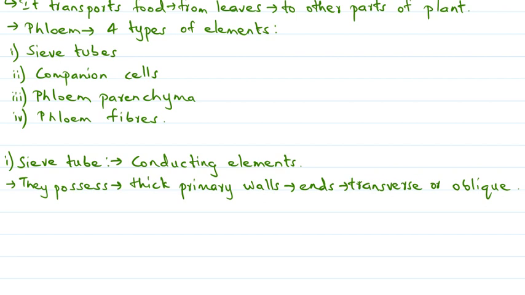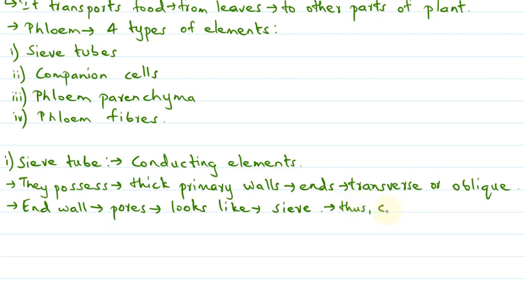The ends of the primary walls can be transverse or oblique, and the end wall has a number of pores that look like a sieve, and hence the name. It is called the sieve plate. The sieve cells are arranged one above the other and they form vertical sieve tubes.